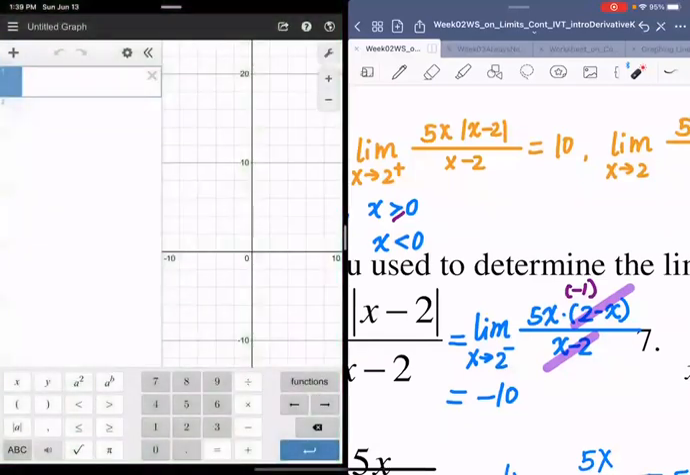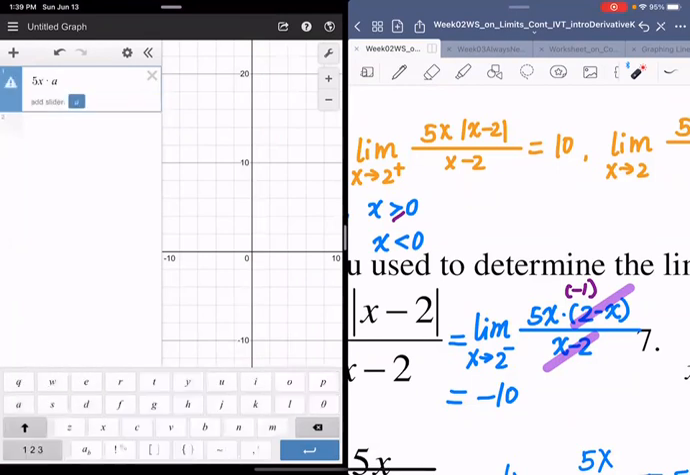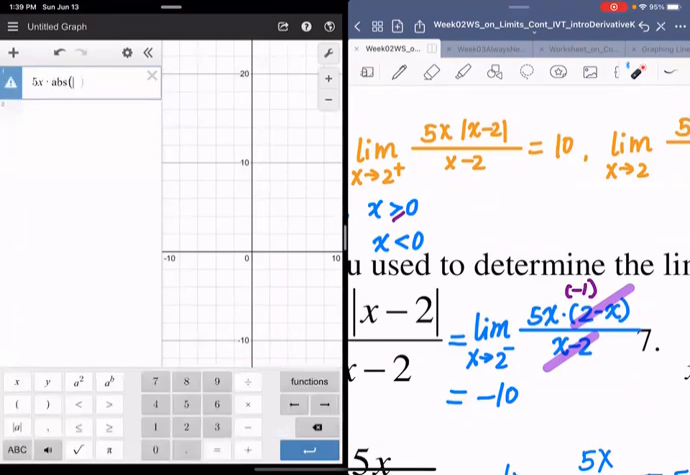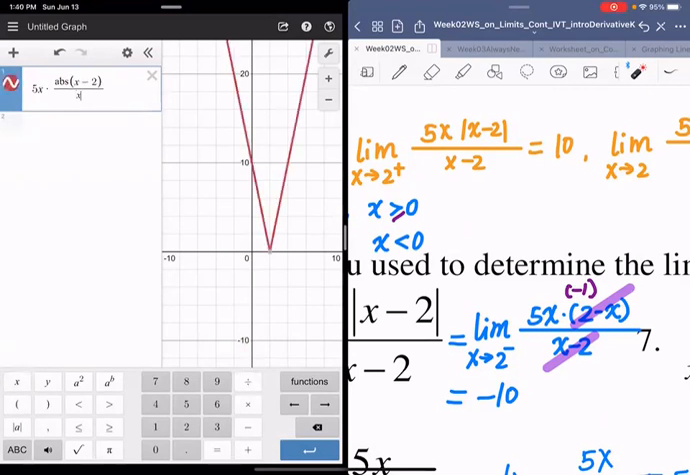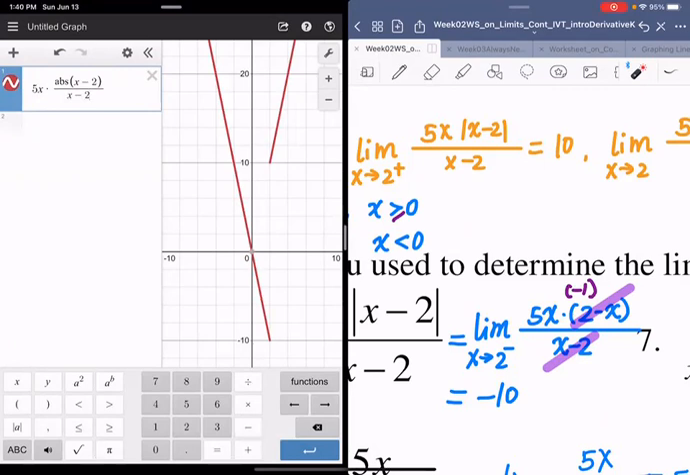We definitely can draw a graph. We can see 5x times absolute value of x minus 2, and then divided by x minus 2, okay? So the graph looks like this.